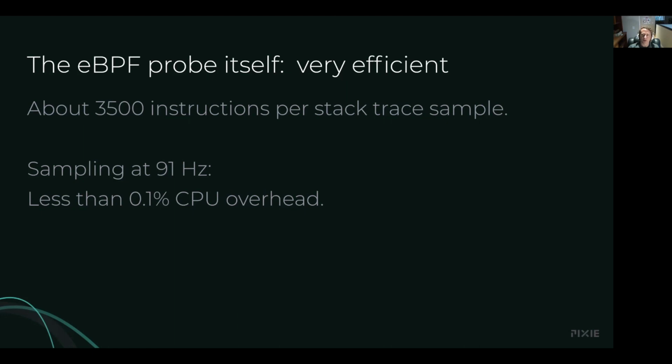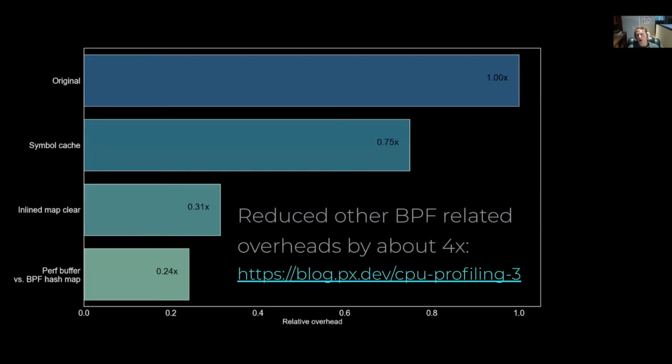But as we built this, what we found is there are other overheads that can cost you. And some of these are BPF or BCC related. And we would just like to refer you to our blog post where we describe how we reduce these other related overheads by about 4x.